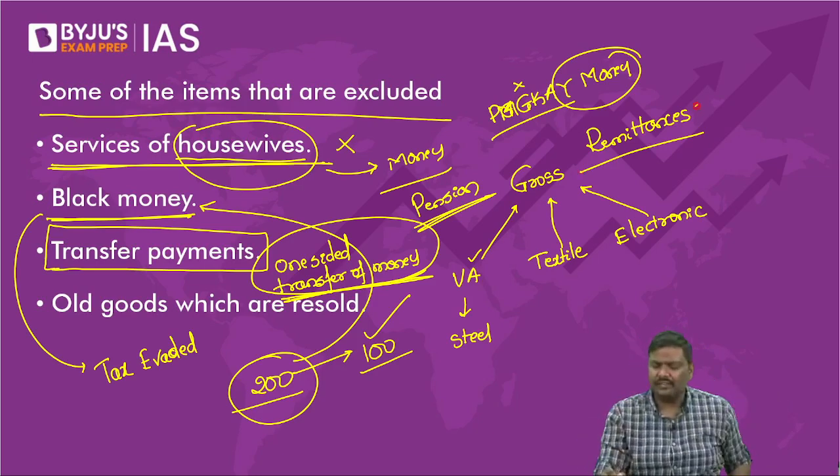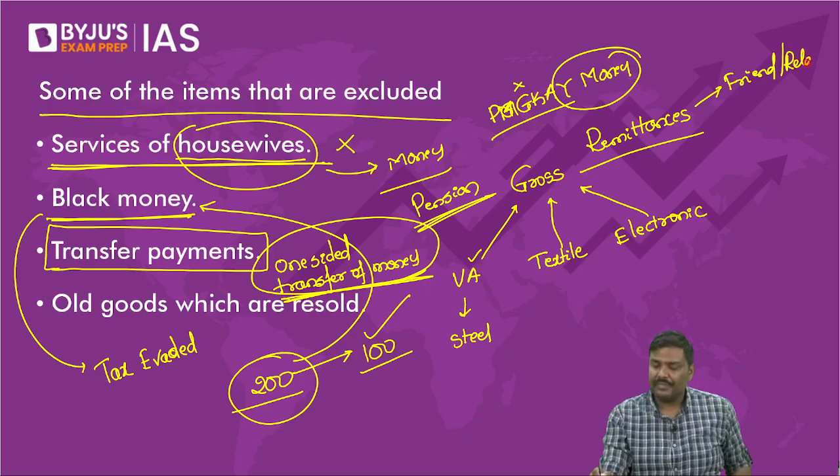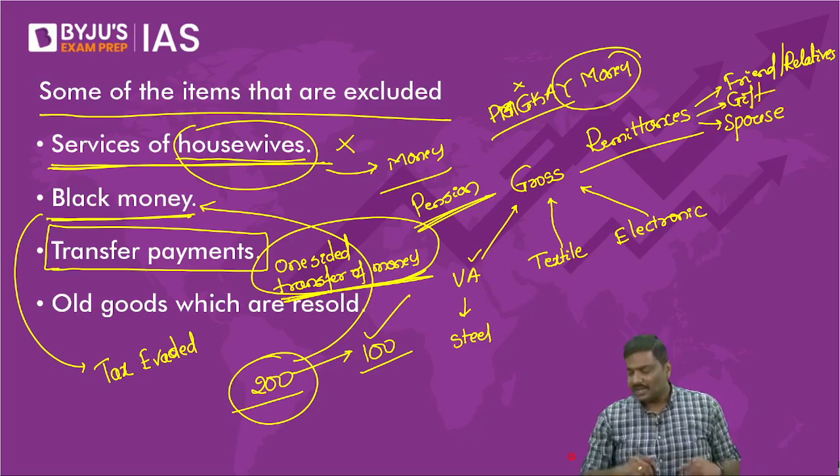Simple. They will send it for, let's say, friends. They will send it for relatives. They will send it for a spouse. They will send it in the form of a gift, etc. So understand the logic here.